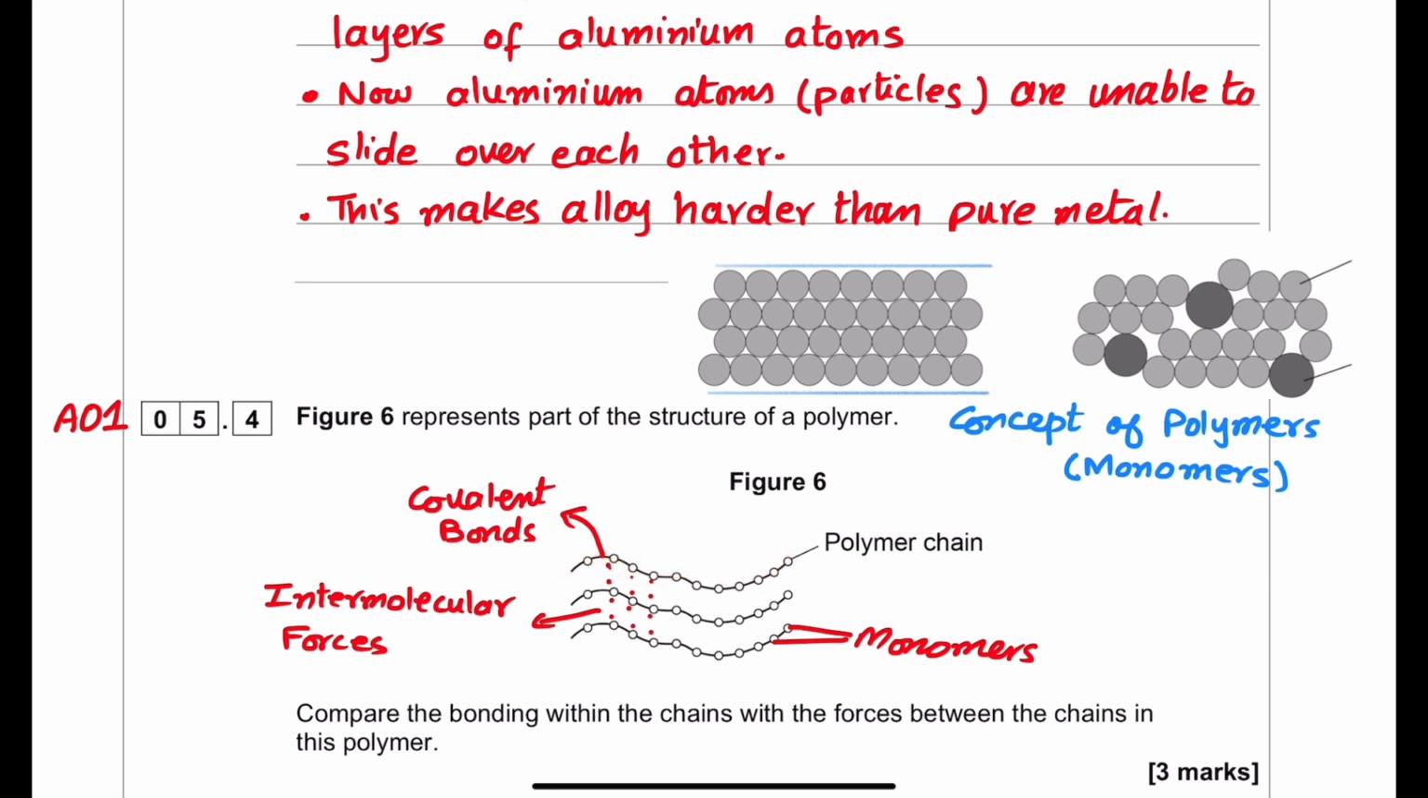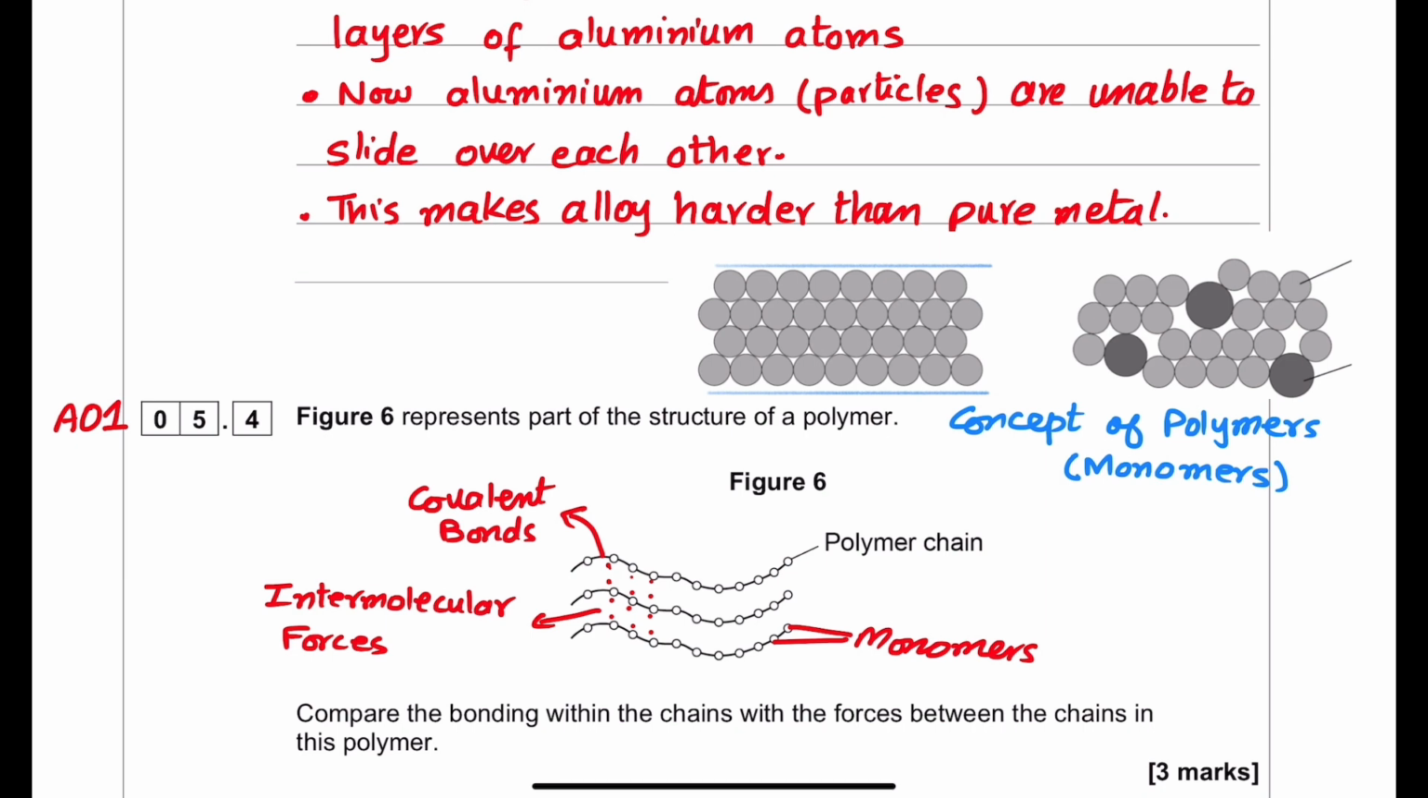Within the polymer, the bond present is called the covalent bond. And between the chains, the intermolecular force is present. These bonds are very strong as compared to the forces present between the chains. These intermolecular forces are very weak as compared to the covalent bonds. So they need a little energy to break these intermolecular forces. But a large amount of energy is required to break the covalent bonding present within the molecules.